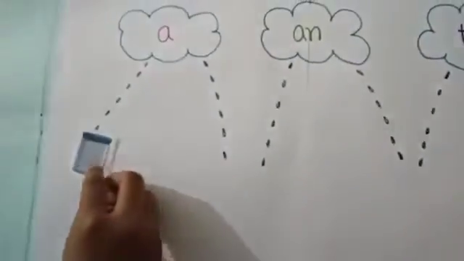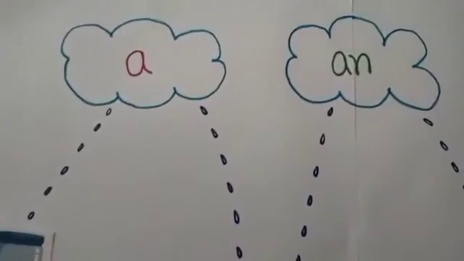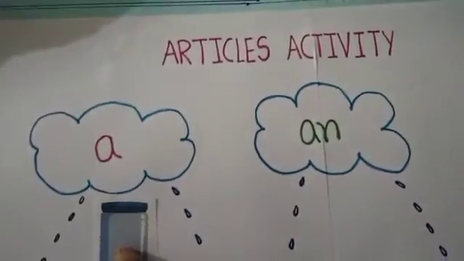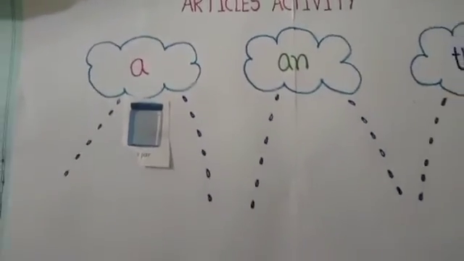Jar. What is first letter? J. J is vowel or consonant? Consonant. Then in front of consonants what will come? A. Very good. Next.